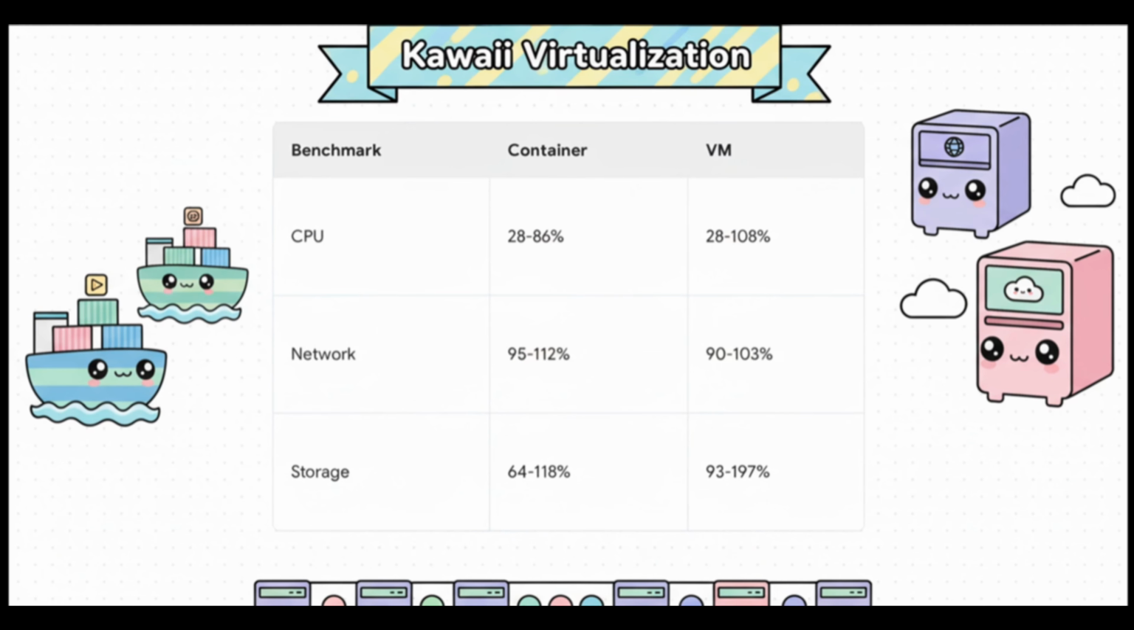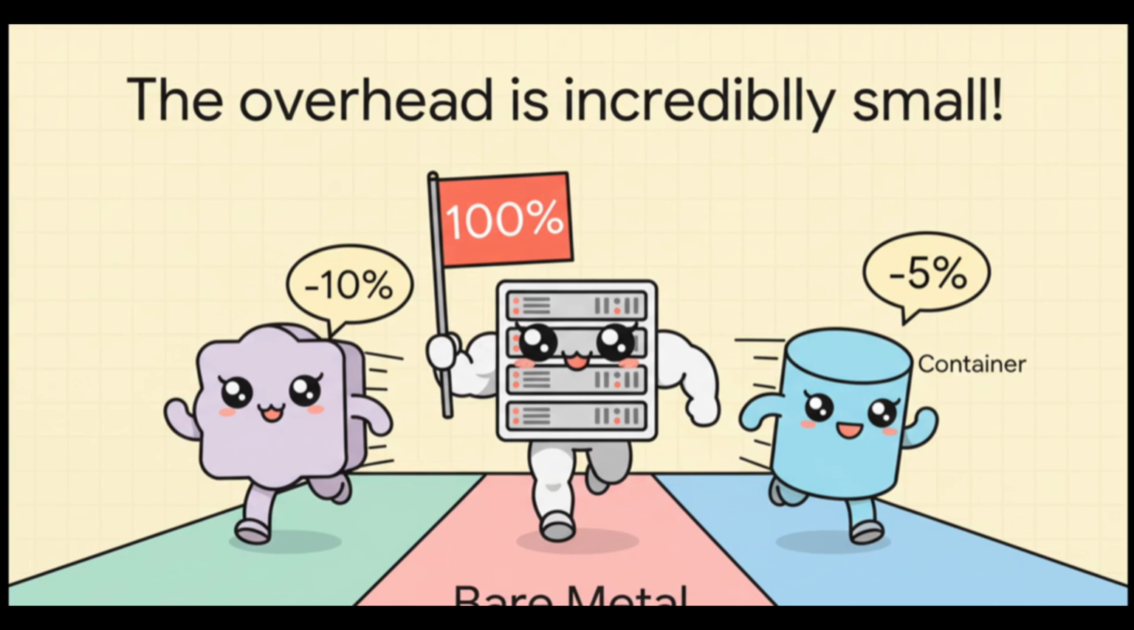This table breaks it down across a bunch of tests, where 100% is the speed of the bare metal hardware. And I mean, look at storage performance for VMs, up to 197%, or network for containers at 112%. In some very specific cases, virtualization can actually be faster than the real thing. It's wild. Okay, so those are specific cases, but for most of what you'll be doing, here's the general rule of thumb to remember. The performance overhead is incredibly small. For containers, you're usually looking at less than a 5% hit, and for modern VMs, it's typically around 10%. Honestly, for the massive flexibility you gain, that's a trade-off pretty much everyone is willing to make.